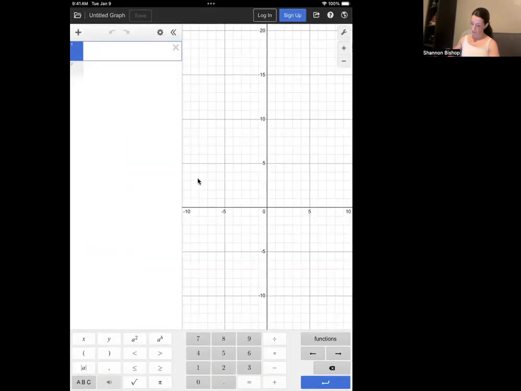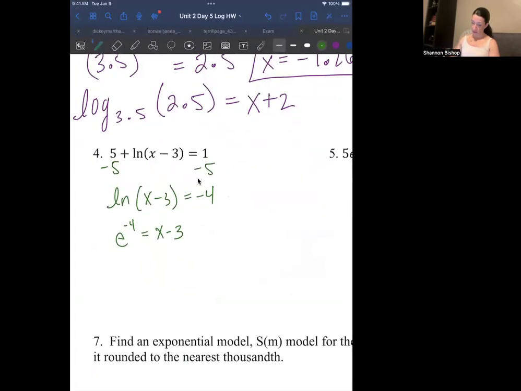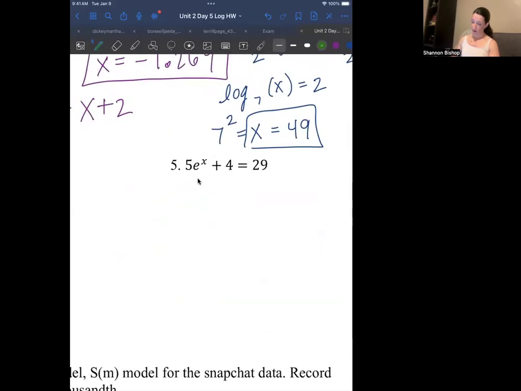If you just go into Desmos and type e to the -4, you'll get that value, 0.0183. So I'm just going to write 0.0183 is equal to x minus 3. One last step to solve for x, and that is how we get our final answer of 3.183 equals x. Okay, there's number 4. Moving right along to number 5.